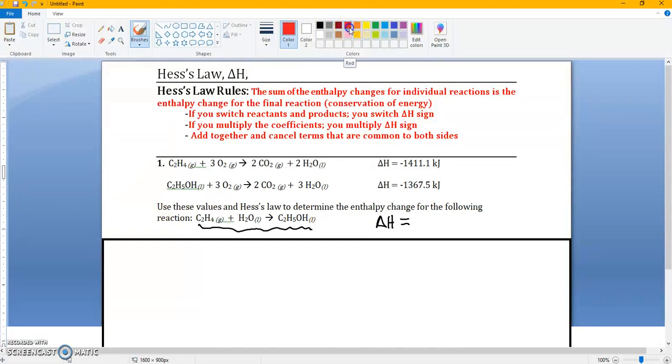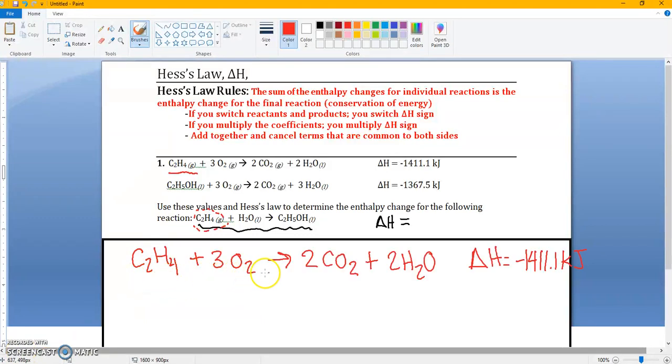So first, I want to start off with C2H4 as a gas as a reactant. So I look at my possible equations, and I notice that the first equation has C2H4 as a gas as a reactant. So I am going to write that out. Now, because I didn't actually change anything in my equation from up here, I'm not going to change the delta H. The next thing I want to look for is the H2O as a liquid.